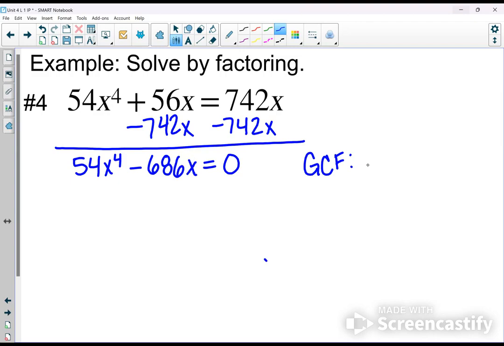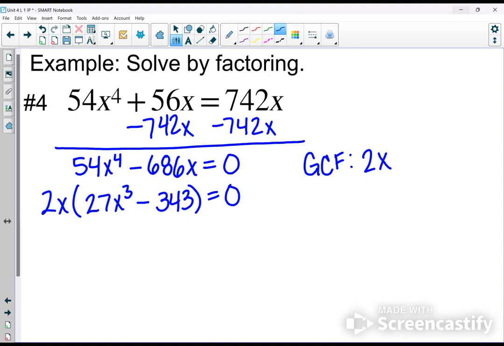It's also even, so I'm going to try 2x as my GCF. I can always see if there's anything else in common after, but I'm pretty confident in 2x. Pulling out the 2x, I end up with 27x to the third minus 343, which makes me happy because 27 and 343 are both perfect cubes, allowing me to rewrite this set of parentheses as something cubed minus something cubed.